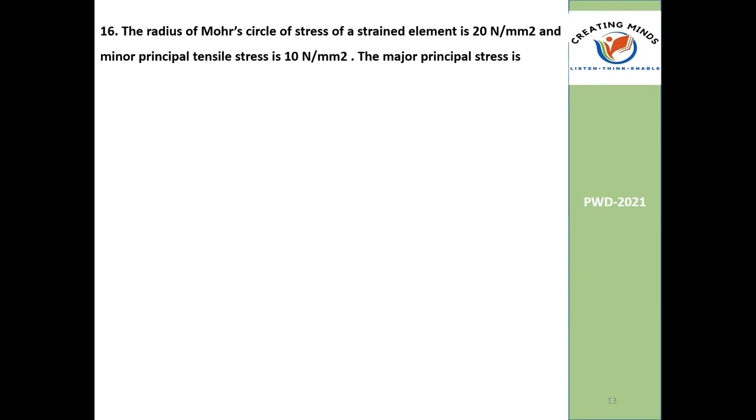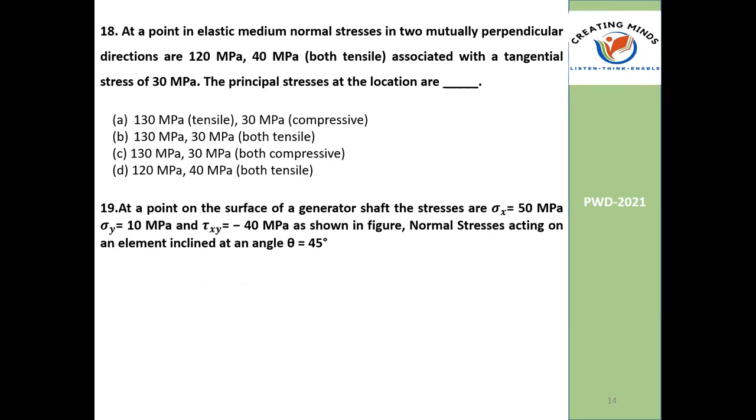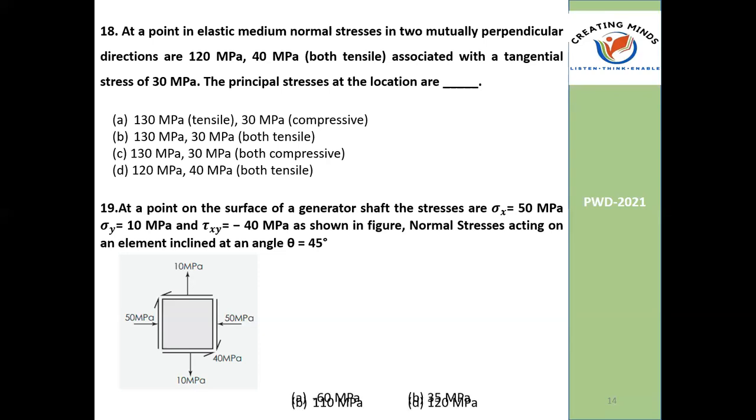Okay, this is the question. 17th question: an element stressed in a pure shear state with a magnitude of 80. If you know Mohr circle, you can do it easily. So I'll take that afterwards, because it is related to Mohr circle. Take the 18th or 19th, both are good problems. If we take the 18th one, we can use the equation easily.